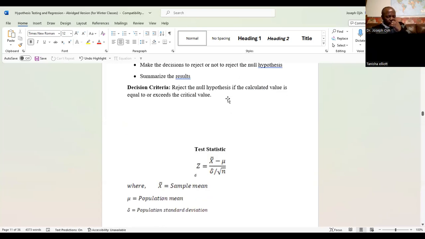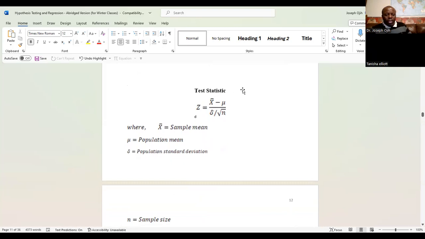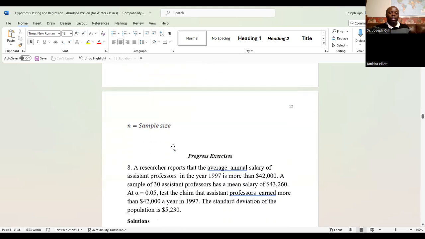So let's look at the formula for what we call the test statistic. Z equals X bar minus mu, divided by sigma over root n. Again, we have come across this. You have come across this formula before when we were doing the central limit theorem, where X bar is the sample mean, mu is the population mean, sigma is the population standard deviation, and n is the sample size.